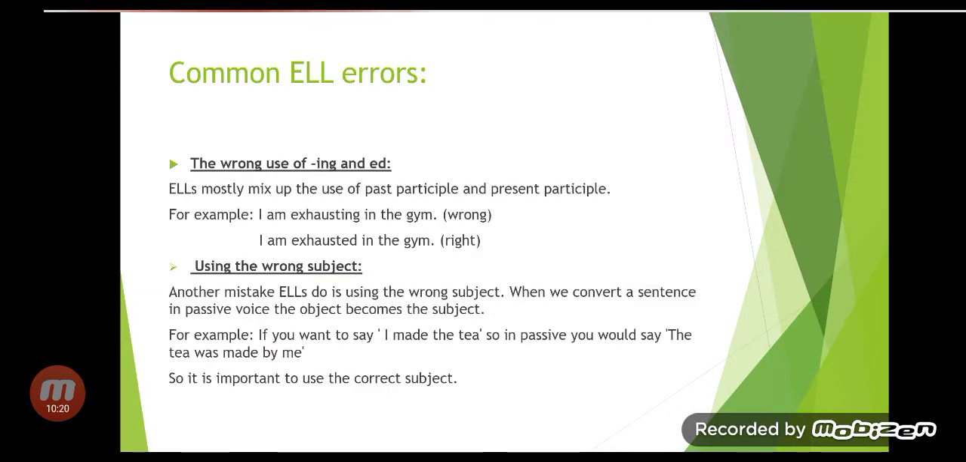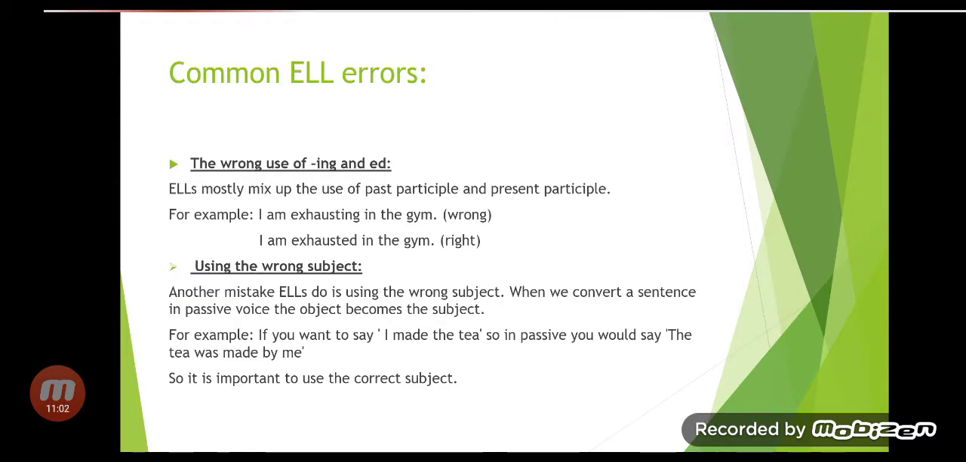Another error that ELLs make is the wrong use of ing and ed. ELLs mostly mix up the use of past participle and present participle. ing is present participle and ed is past participle. For example, I am exhausting in the gym. Is this the correct sentence? No, it is not. It is the wrong sentence. The correct one is I am exhausted in the gym. So we have to keep in mind the use of past participle and present participle. We cannot mix that up. But ELL learners do that, so we have to be cautious about it.